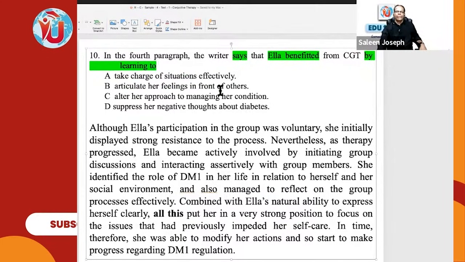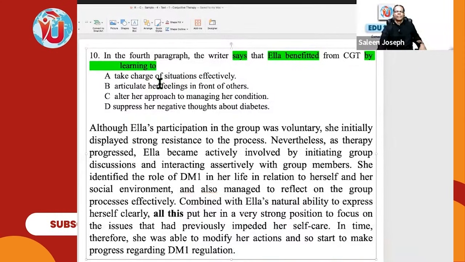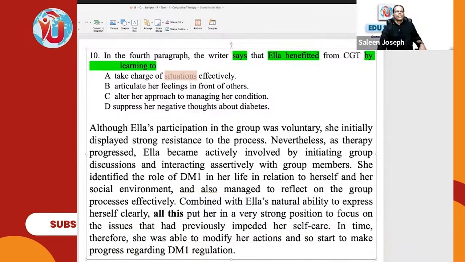Option B, articulate her feelings in front of others. Option C, alter her approach to managing her condition. D, suppress her negative thoughts about diabetes. Number 1, A, take charge of situations effectively. What is the keyword? Charge of situations. Situations is important, right?